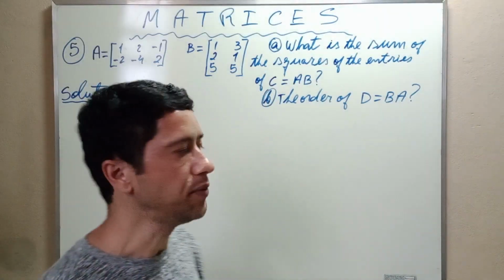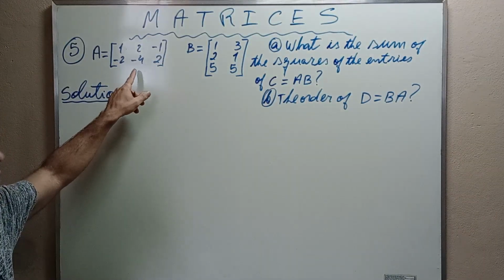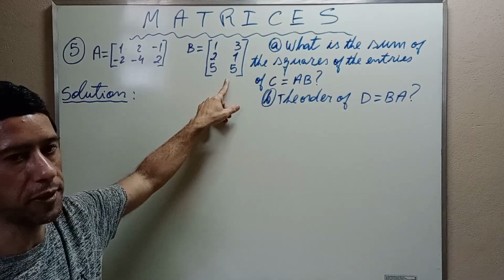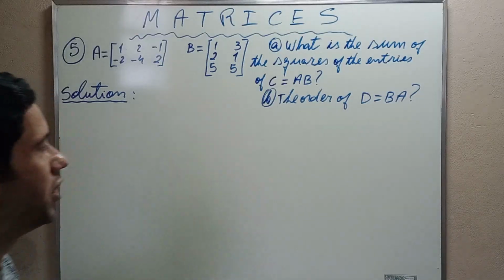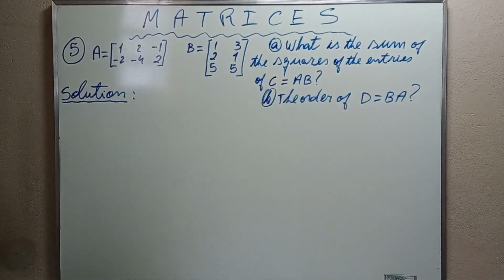Exercise number 5. Consider these two matrices A and B. The question, letter A: what is the sum of the squares of the entries of matrix C equal to A times B? Alright, my friends, this is the exercise. Let's go to the solution.